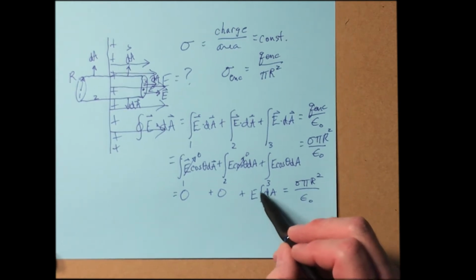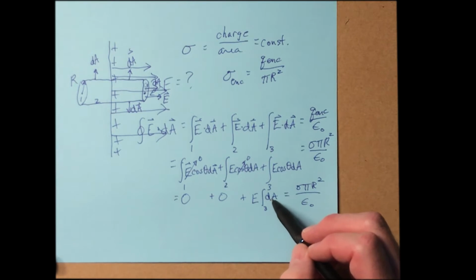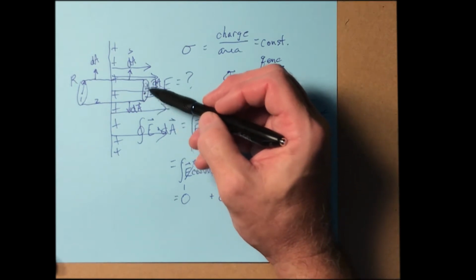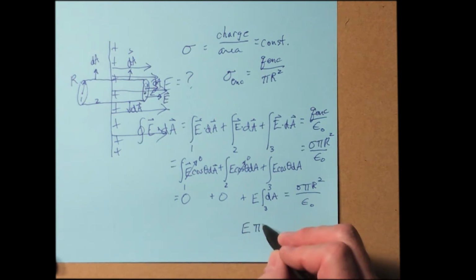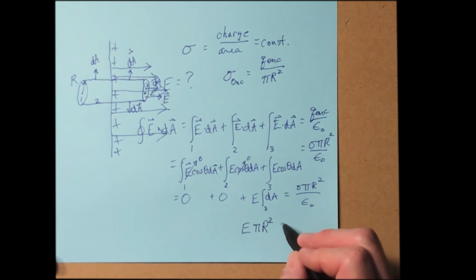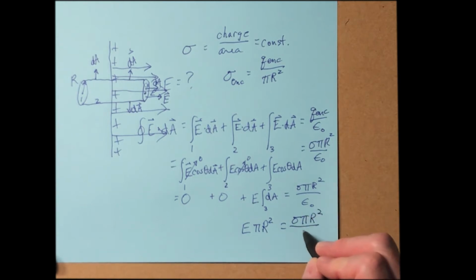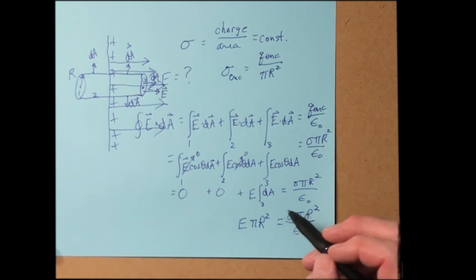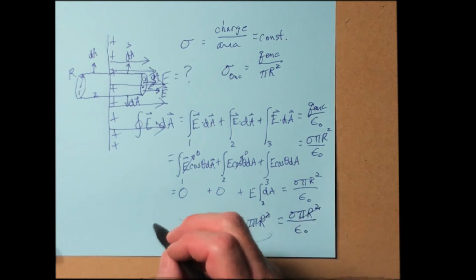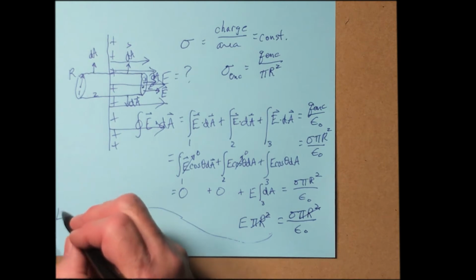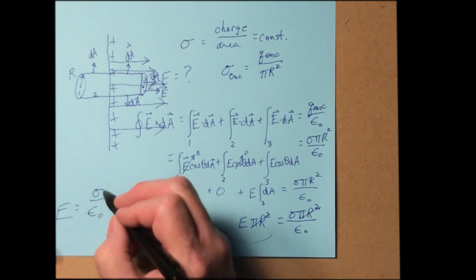Now, let's work this. What is the integral dA for area 3? It's just the surface area of that circle. So this is E times pi big R squared is equal to sigma pi big R squared over epsilon naught. Notice that the pi r squareds are going to go away, and we have that E is equal to sigma over epsilon naught.